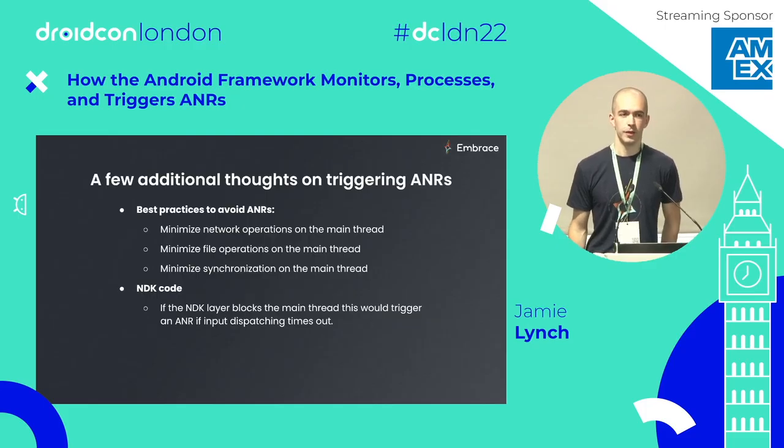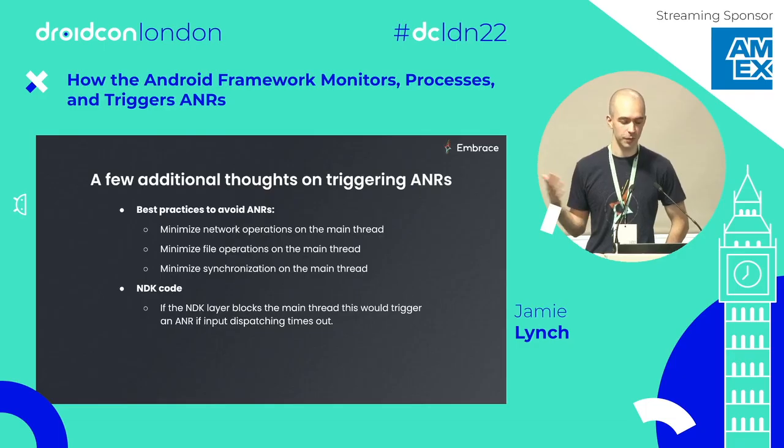So we can recap a little bit about what the guidance is generally to try and avoid ANRs. For instance, you can obviously not do network calls on the main thread. That's a definite no-no. Minimizing file operations and synchronization are also fairly common sense things, but can be tricky to actually implement in practice. One thing that we often spot is NDK code is a little bit of a blind spot. If you're writing files from within NDK code on the main thread, that will trigger an ANR regardless, but it can be a little bit harder to actually see.